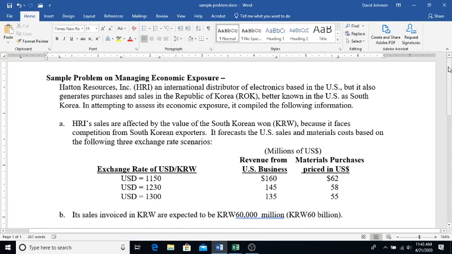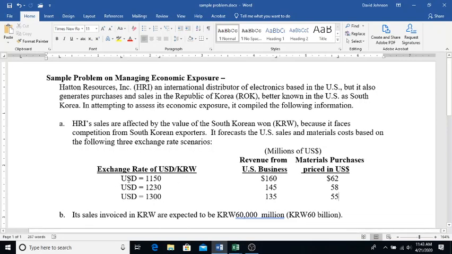Hatton Resources, an international distributor of electronics based in the U.S., also generates purchases and sales in the Republic of Korea, better known in the U.S. as South Korea. In attempting to assess its economic exposure, it compiled the following information. First of all, we start with sales. HRI sales are affected by the value of the South Korean won because it faces competition from South Korean exporters. It forecasts the U.S. sales and materials costs based on the following three exchange rate scenarios.